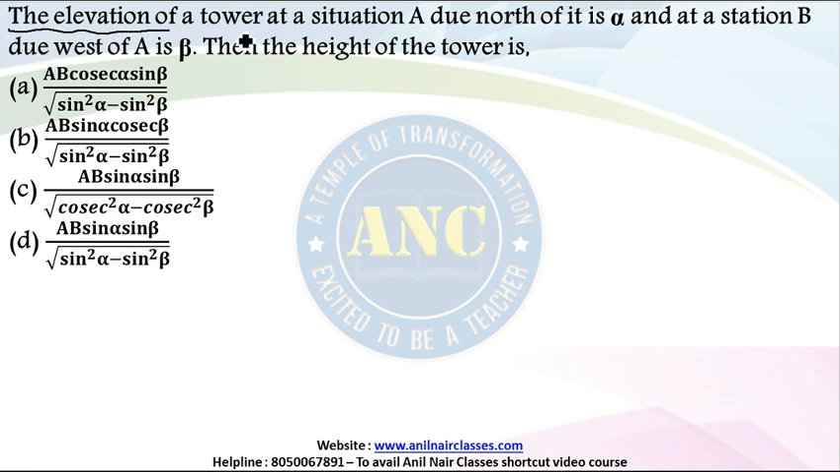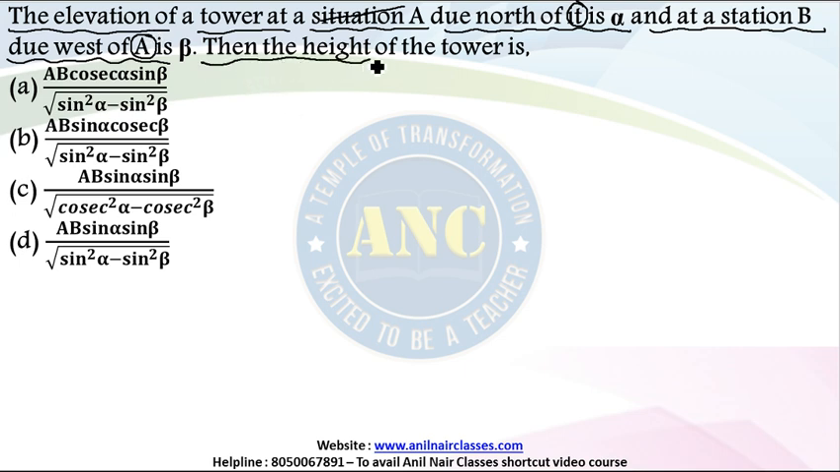The elevation of a tower at a station A, due north of it is alpha, and at a station B, due west of A is beta. It is not situation, it is station, right? That also should be station. Please understand these two are different points. Then the height of the tower is how much?